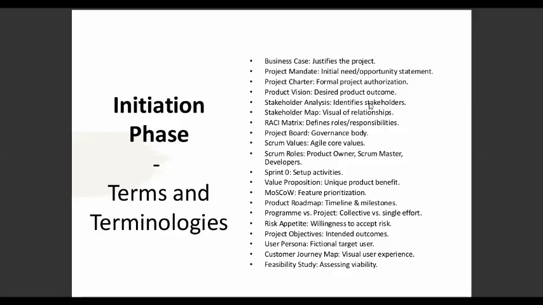Okay, so MoSCoW is also a term used to describe must-haves, should-haves, could-haves, and won't-haves. So these are prioritization techniques. That's why it's called feature prioritization. When you want to prioritize activities or tasks in project delivery, we have priorities that you must identify as must-haves. We have other tasks or activities that you must prioritize as should-haves.